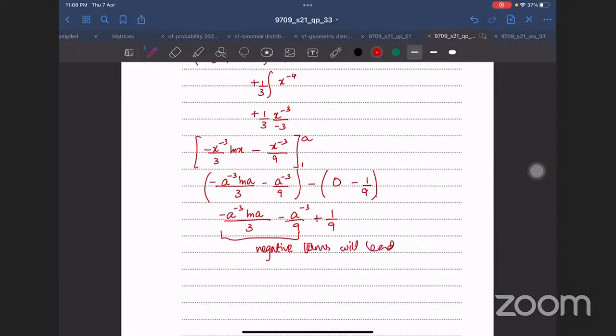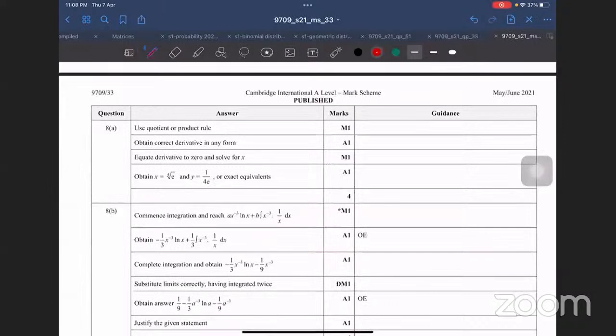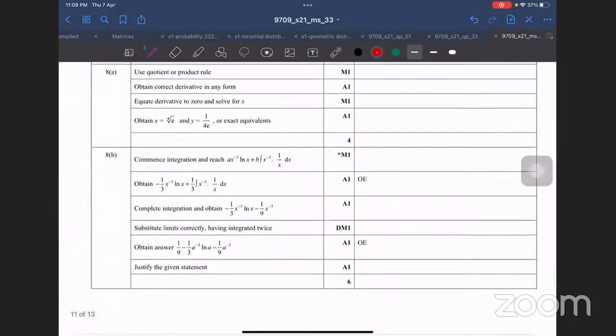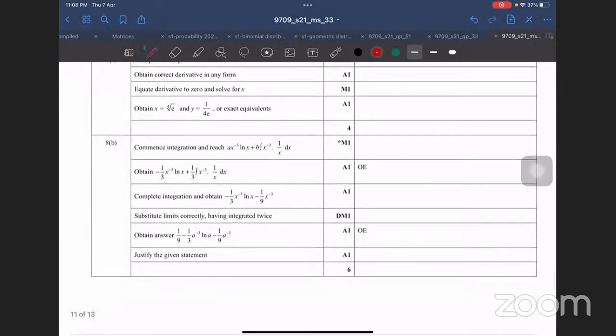This will lead to an overall answer less than 1 over 9 for all values of a. Okay, that's the justification for the statement.